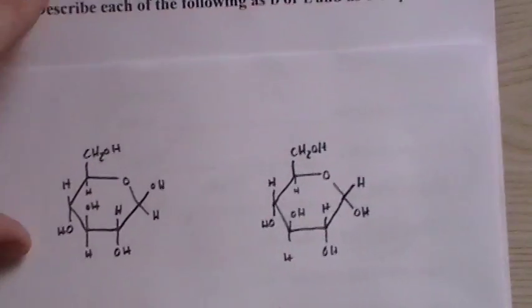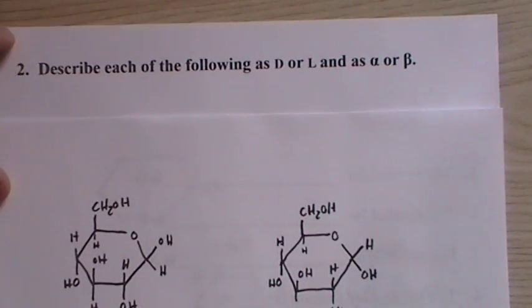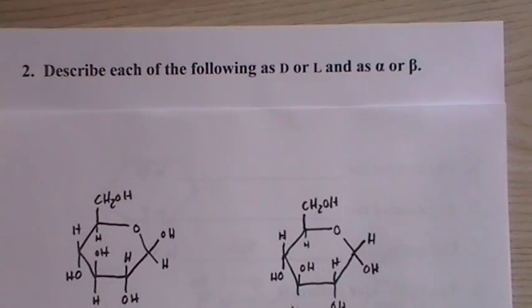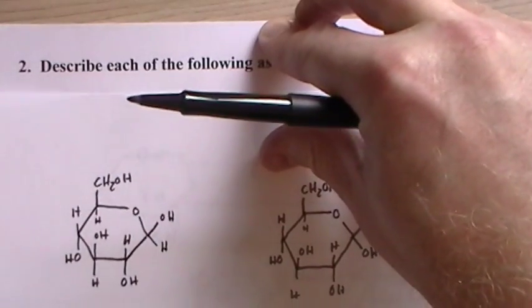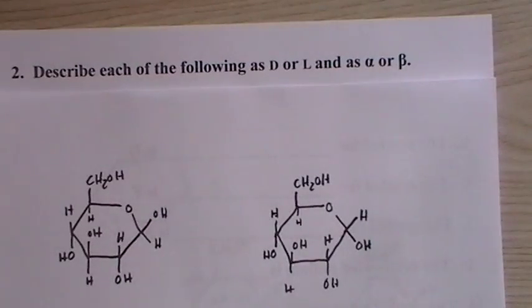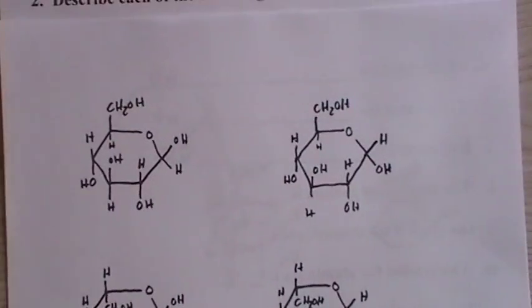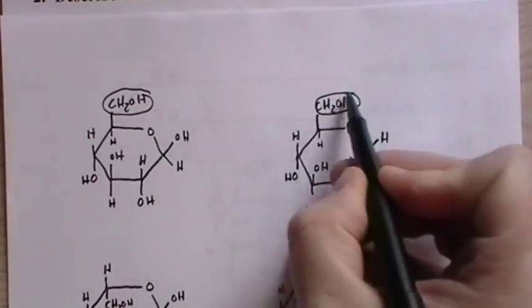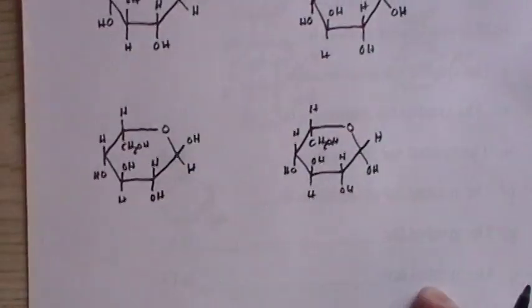Now, I made a mistake here. I drew something, I answered number 3 on this one, and I ran out of copies. Sometimes I make 2 copies of the same problem, but I ran out of both, so we're going to just cover up my mistakes with the correct answers here, or the correct start to the problem. Describe each of the following as D or L and as alpha or beta. And I just used the 6-membered rings to show all the possibilities. Note the CH2 group is above the ring as long as the oxygen is here in the upper right hand corner, and it is for each of them.